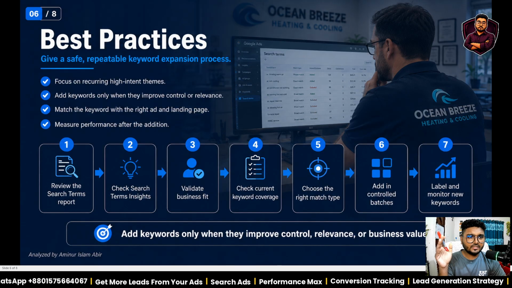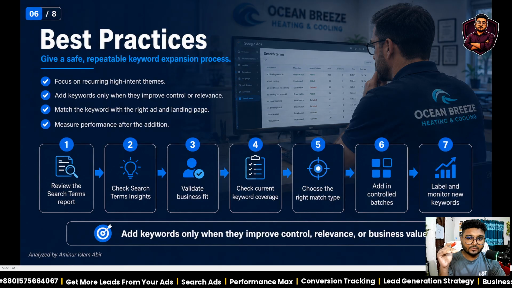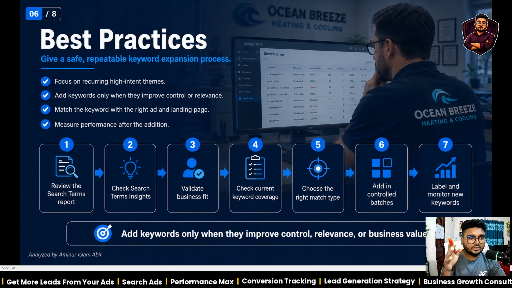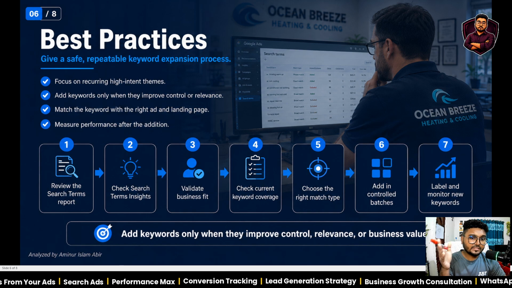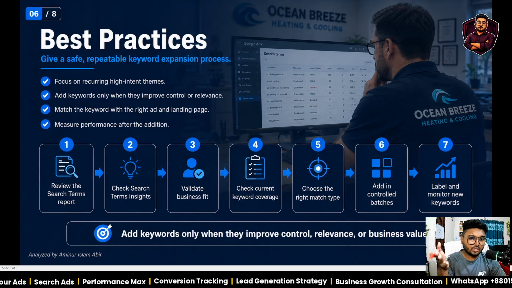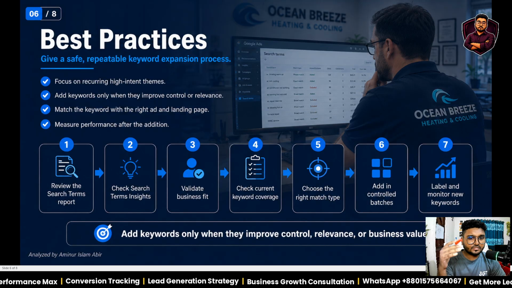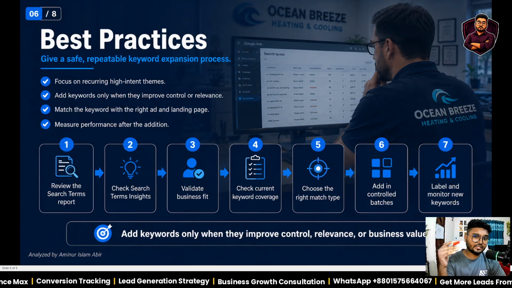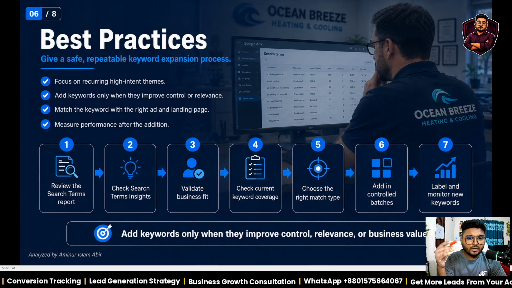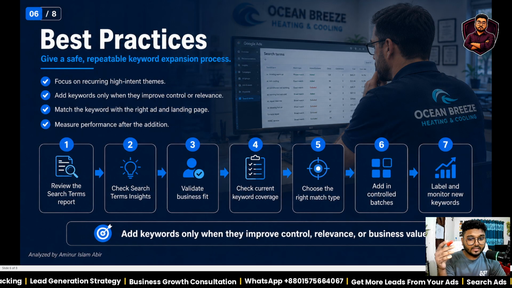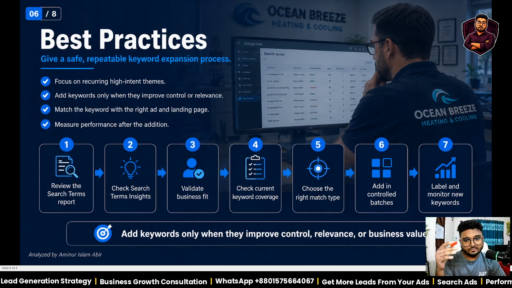So here is the slide of best practices for adding new keywords. The first step is to review the search term report. Look for searches that show clear service intent, repeated demand, conversion, or strong lead potential. The second step is to review larger search themes. Search term insights can show larger search groups and growing demand patterns that may not be clear from single search rows. The third step is to check the business fit.